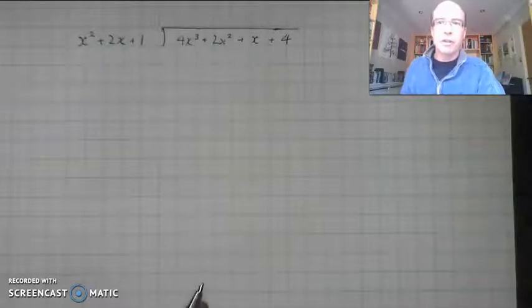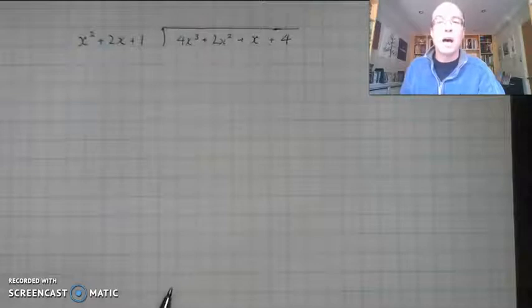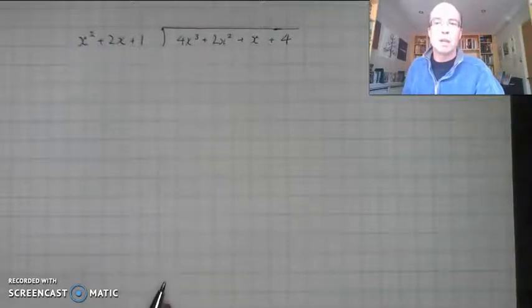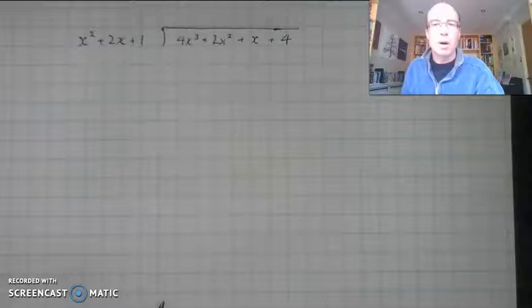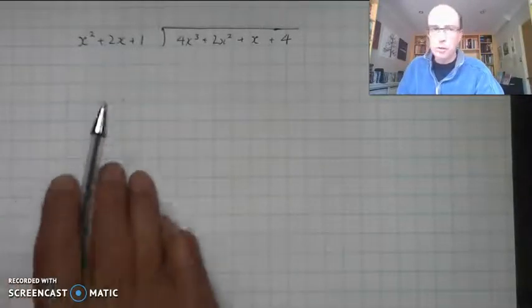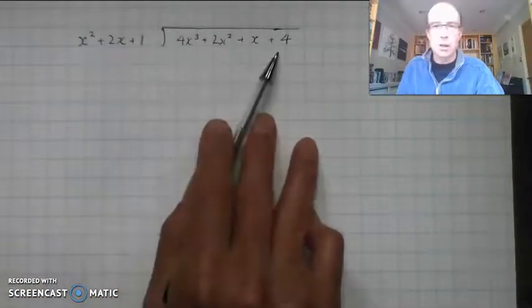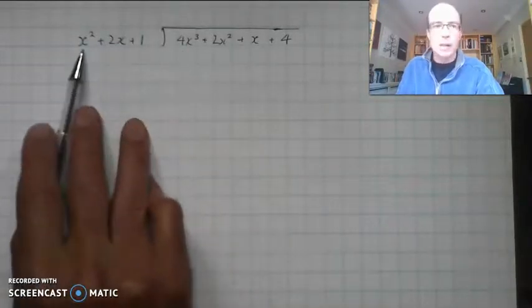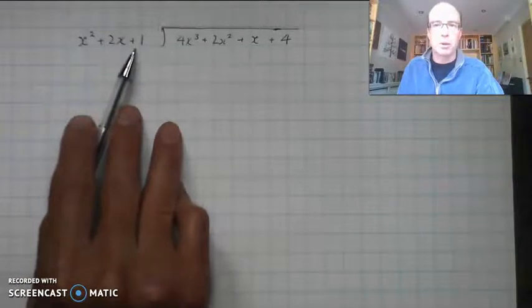Okay, this is the second video on algebraic division. I want to have a look at one more example. Once we've done the division, see what we need to do. Have a look at the partial fraction expression that we're going to be left with. Okay. So in this case, we have a cubic expression, and we're dividing it by a quadratic, x squared plus 2x plus 1.